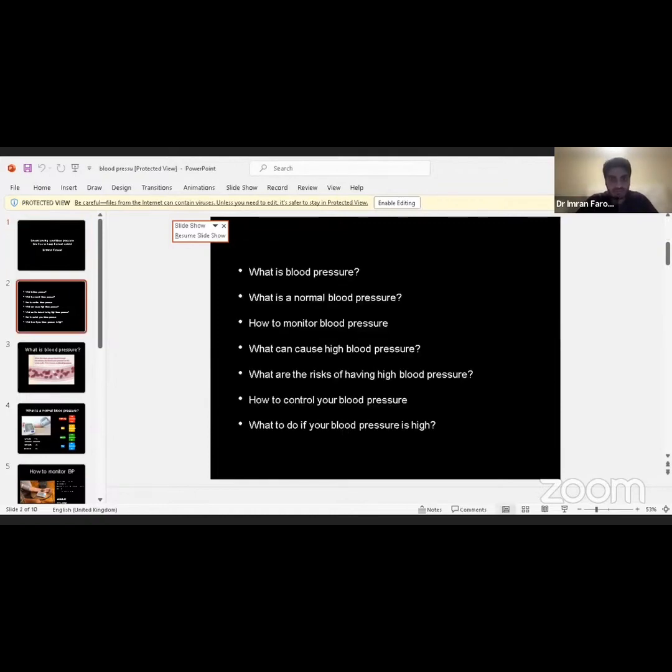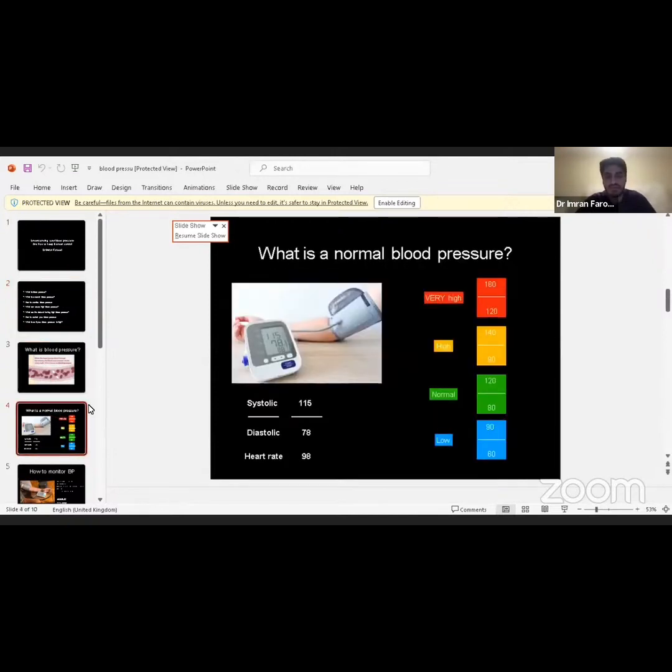Hopefully once we get the slide up, I think we're on slide 4, Penny. Yeah, that's the one. So whilst we're waiting for the slides to come out, here we go.